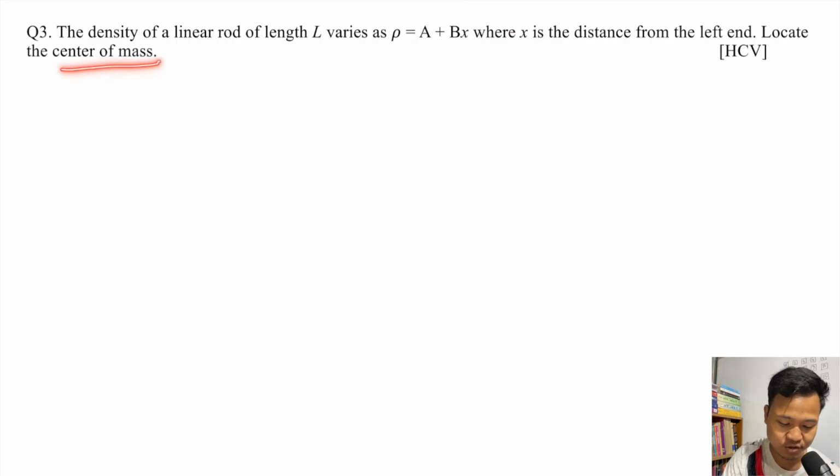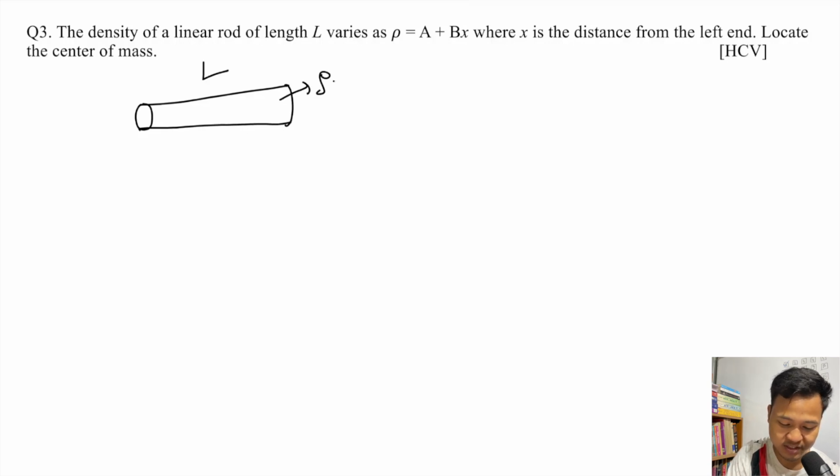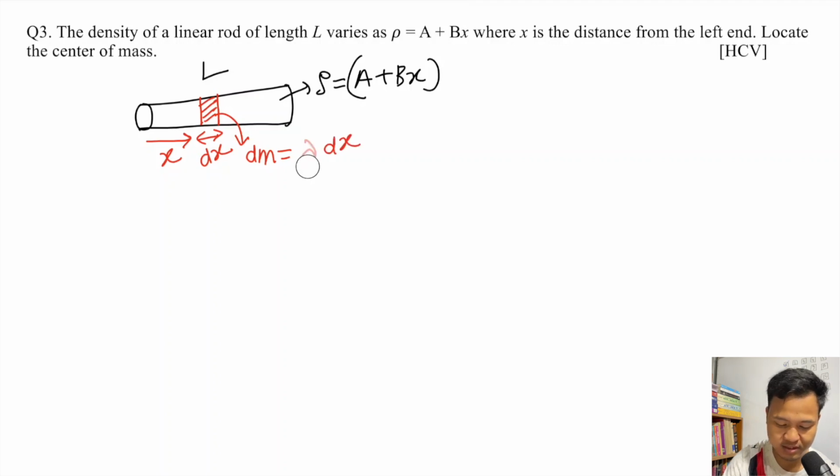So it's very similar. Look at the center of mass. Let's take the rod, so something like this, with length L. So rho varies as A plus B into x. Take a small segment, so this is dx, at a distance of x. What is dm here? dm is equal to lambda into dx, and lambda is just like rho here. So rho is A plus B into x dx. So this is your dm.